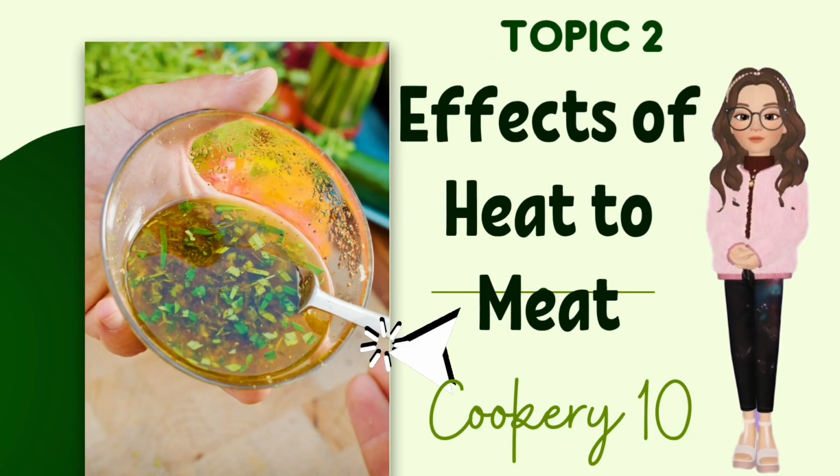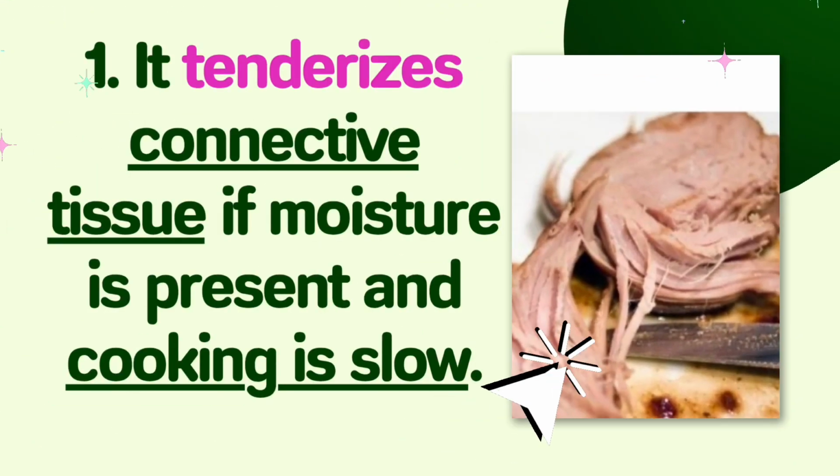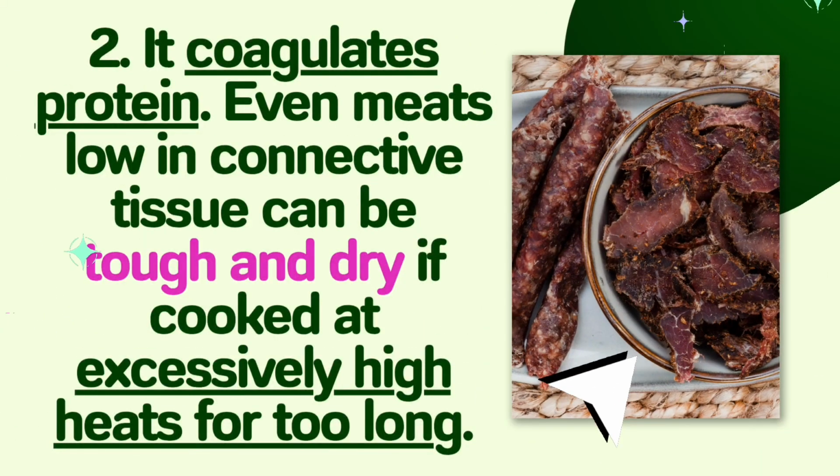Topic 2. Effects of heat to meat. 1. It tenderizes connective tissue if moisture is present and cooking is slow. 2. It coagulates protein. Even meats low in connective tissue can be tough and dry if cooked at excessively high heats for too long.